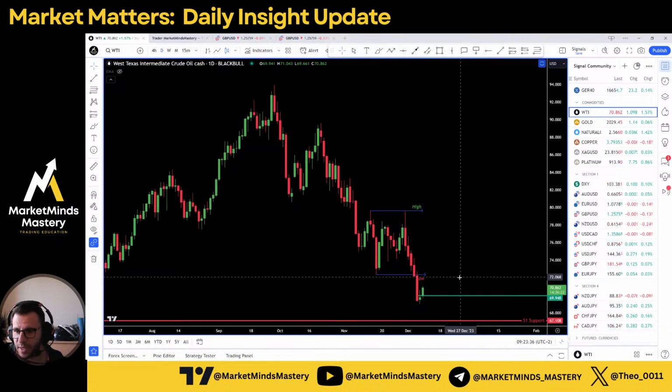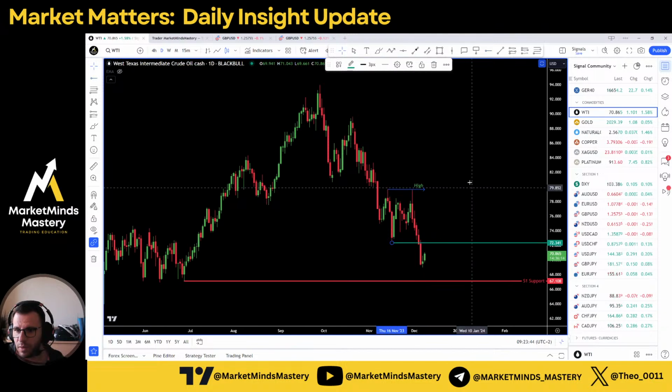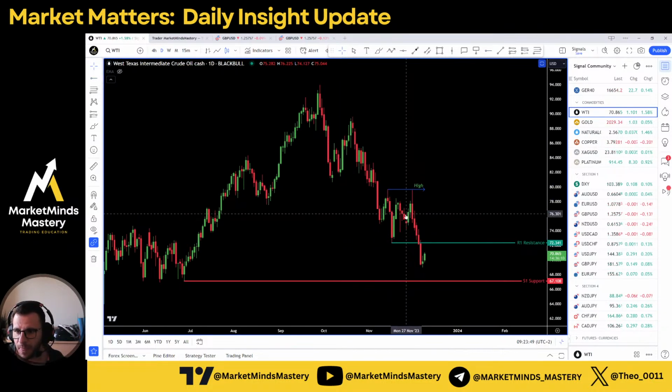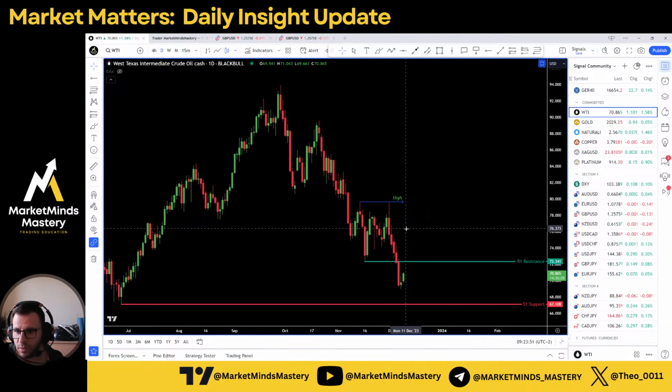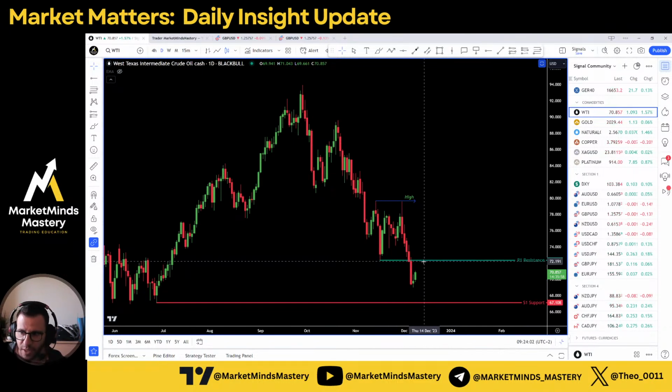WTI, it's selling off very, very nicely. I like it. This one here will act as the resistance. So we will see what's going to happen if the price reaches this area here and rejects it. Maybe we can find some nice entries.